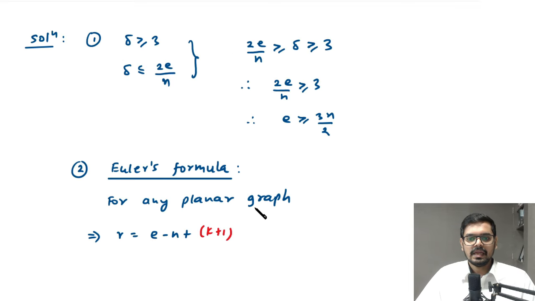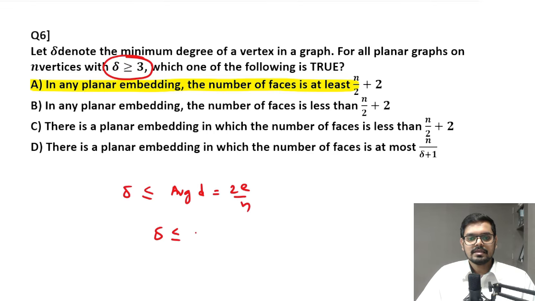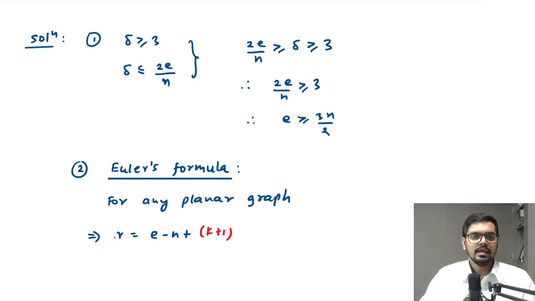Euler's formula for any planar graph is R is equal to E minus N plus K plus 1. Now see, the given data is saying minimum degree is greater than or equal to 3. And we also know the delta theorem: delta is less than or equal to average degree. What is average degree? 2E by N. So delta is less than or equal to 2E by N. Compare this inequality with the given inequality and make your conclusion.